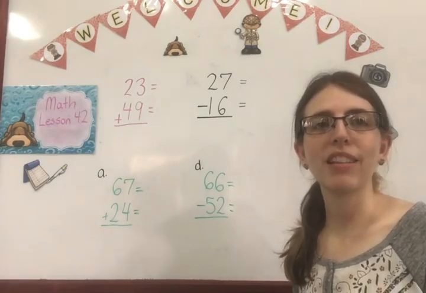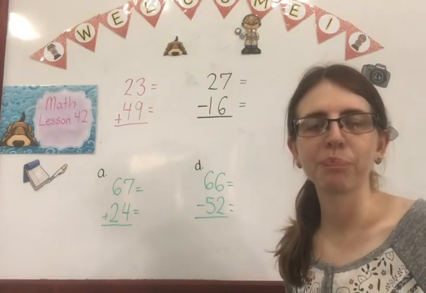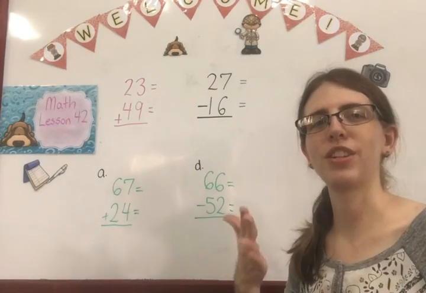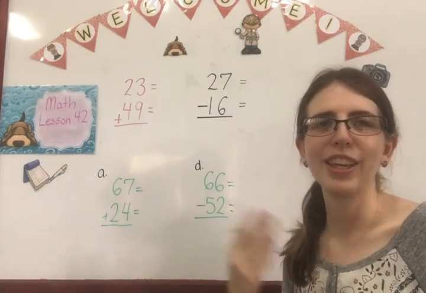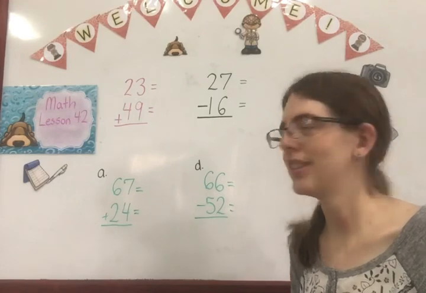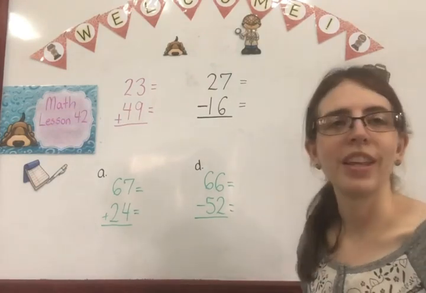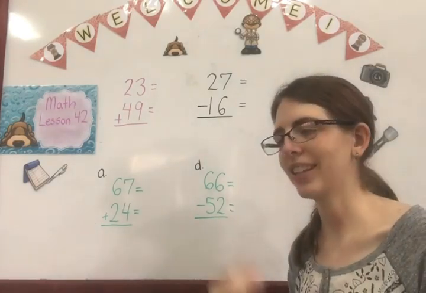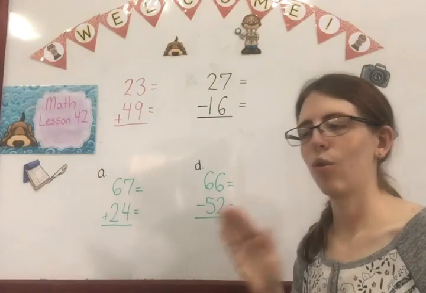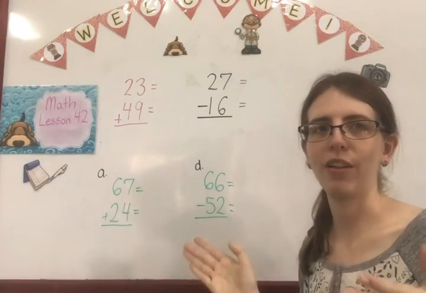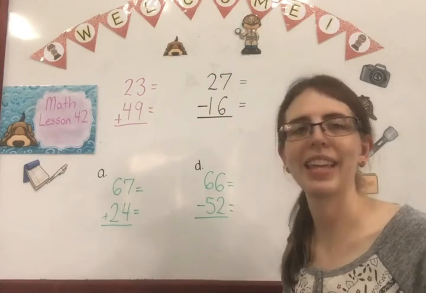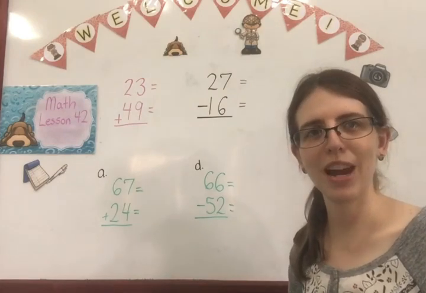We use estimating a lot in shopping, for example. When you go to the store and you want to know about how much you're spending, you estimate to find out the amounts. So there are 3 basic steps to estimating. Round the number, follow the signs, estimate the answer. Let me show you what I mean.